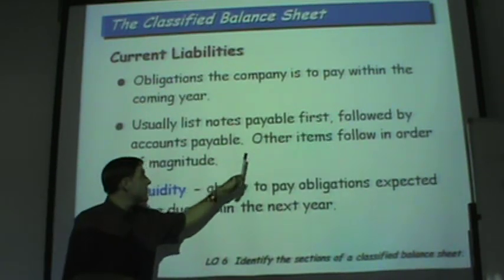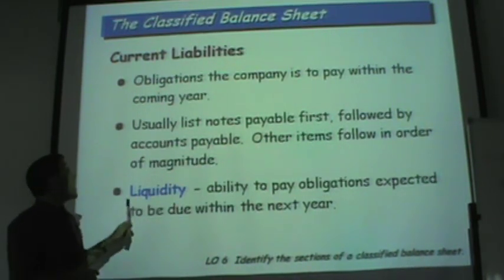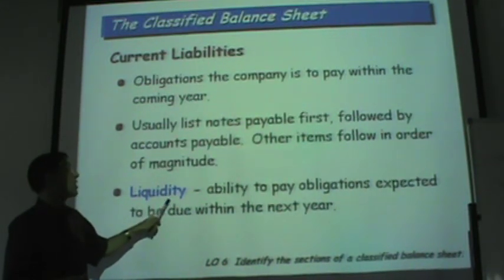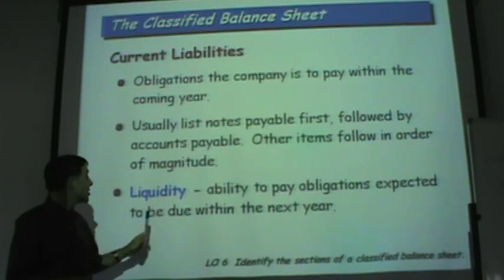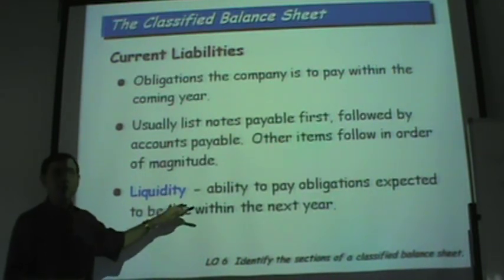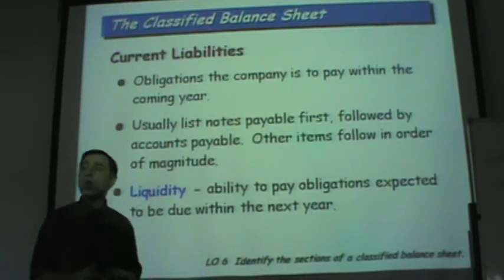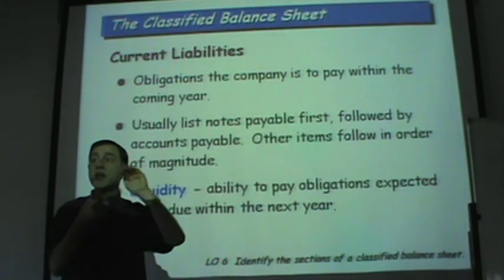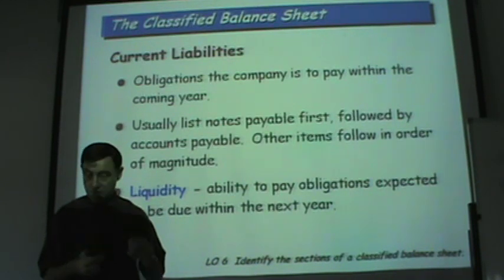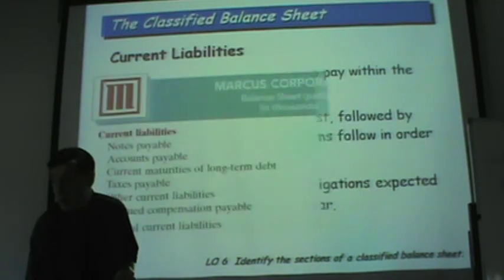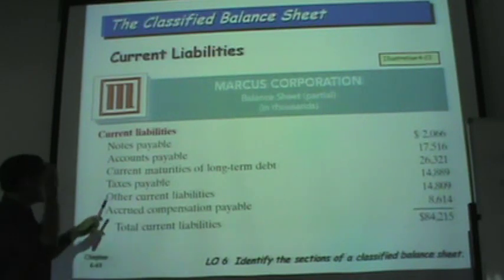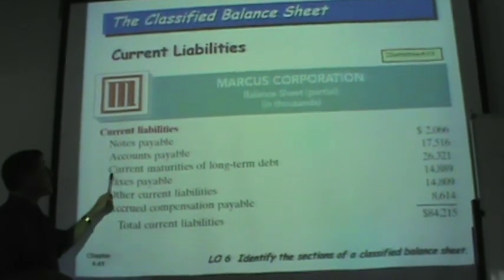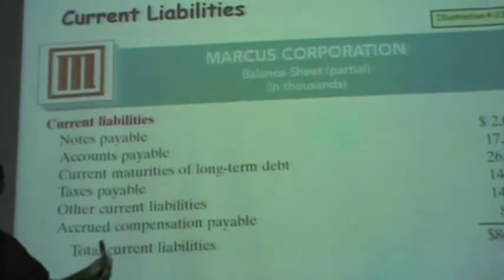And the other items, they follow in order of magnitude. And you also list them according to liquidity. Liquidity is the ability to pay obligations expected in the next year, not too important. For you, I'm expecting you to have a clear understanding of what is short-term and what is long-term liability. And I'll provide an example over there. So, current liabilities will be notes payable, accounts payable, current maturities of long-term debt.